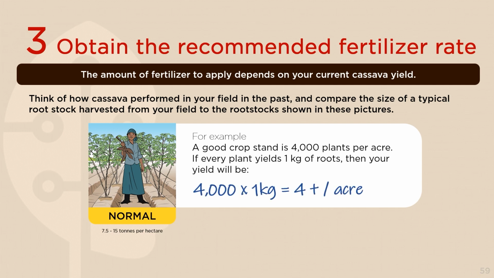If you have a good crop stand of 5,000 plants per acre, and every cassava plant provides on average 1 kilogram of storage roots, then your yield will be 5,000 times 1 kilogram, which equals 5 tons per acre. This is between 3 and 6 tons per acre, and therefore a normal yield. Most smallholder farmers in Nigeria obtain yields between 3 and 6 tons per acre.